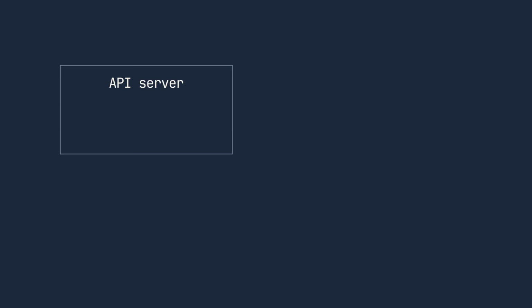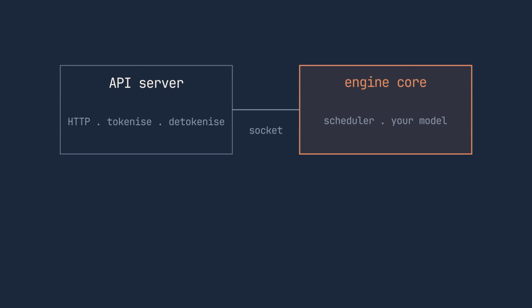vLLM wrote this up publicly back in January 2025, and it is still how the engine is built today. They split the whole thing into 2 separate operating system processes. There's an API server process, and that's the one doing your HTTP, your tokenizing, and your detokenizing. And then there's an engine core process, and that one does almost nothing except run the scheduler and your model. They talk to each other over a socket. So why would you go to all that trouble? Because when those two live together in a single process, ordinary Python work sat directly on the critical path, and your very expensive GPU sat there waiting for it to finish.